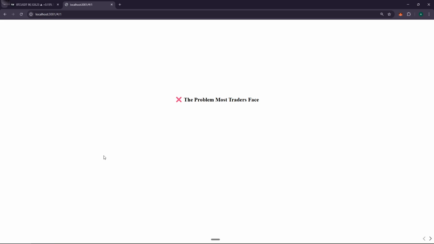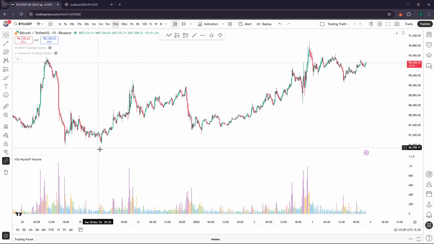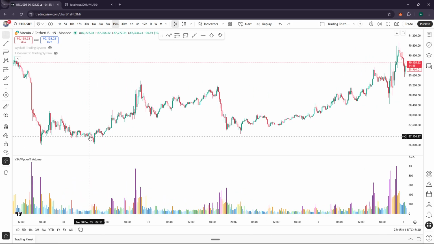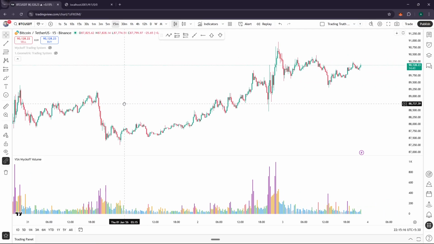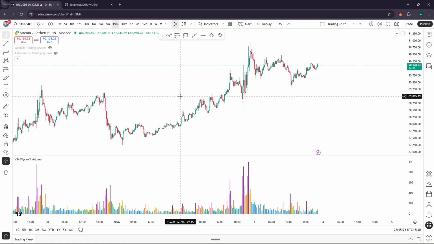So, here's the thing most traders miss. They look at charts completely wrong. They're staring at individual candles, trying to read every single move, and it's just chaos, pure noise. See this candle after candle, every 15 minutes, it's chaotic, right? Going up, going down, then going way up, and then way down. And if you're trying to make sense of every candle, you'll drive yourself crazy.